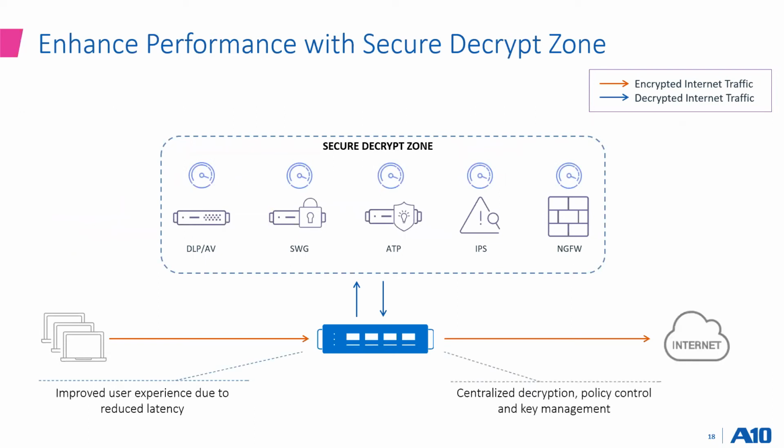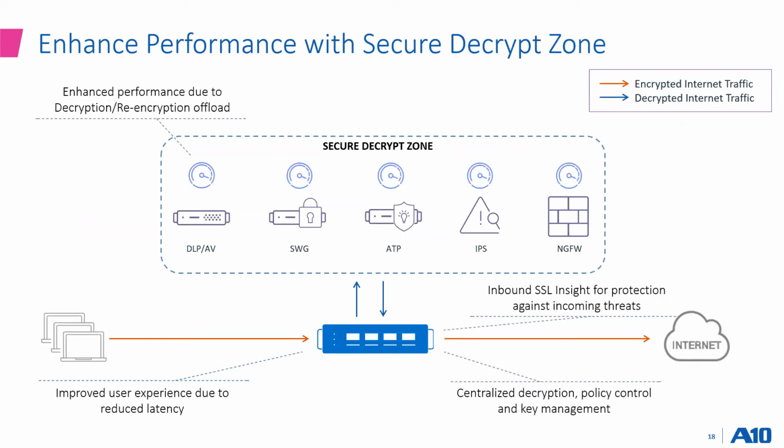As you can see, we create something called the secure decrypt zone. You can put all of your security devices in the secure decrypt zone. We do the decryption for you. We just send that decrypted traffic to those security devices. They inspect it in clear text, send it back to us. We re-encrypt it and send it on its way to the internet. In terms of threats coming into the network, we have different services as well as the capability of decrypting inbound traffic as well, so that you have bidirectional SSL visibility into your traffic.